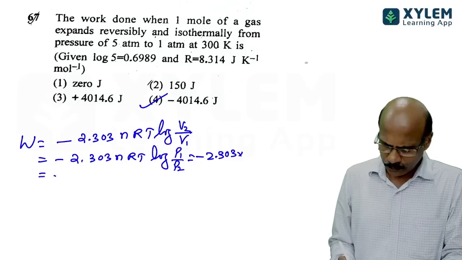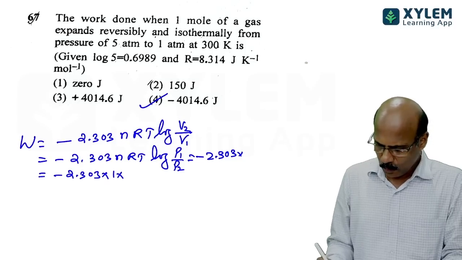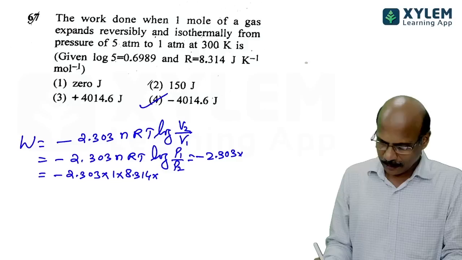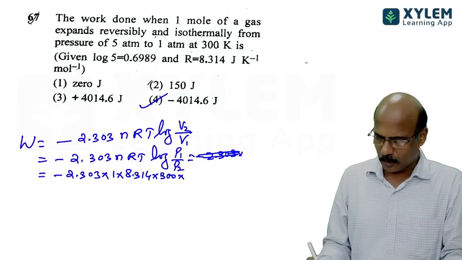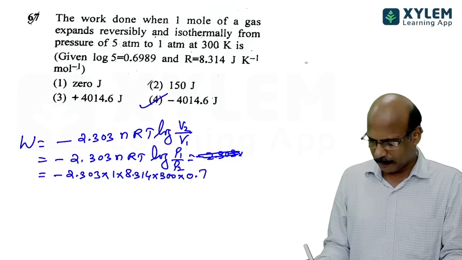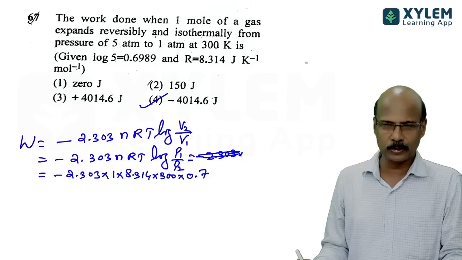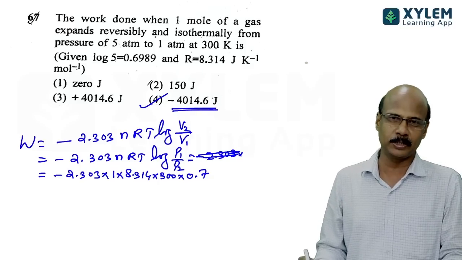Clear? If you have time, you can do it. Minus 2.303 into 1 mole. The value of R is 8.314. What about temperature? 300. Log P1 by P2, that is log 5. Log 5 is 0.6990. You can even approximate it as 0.7. Clear? You can do that also. Even without solving it, you can conclude the answer as correct option 4.